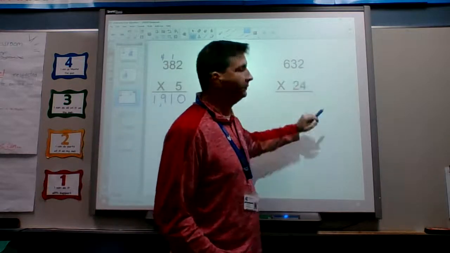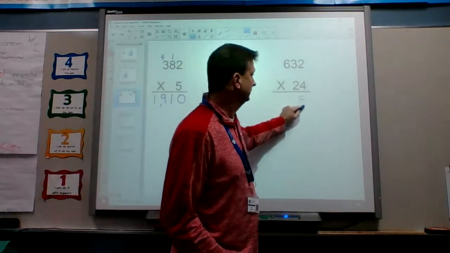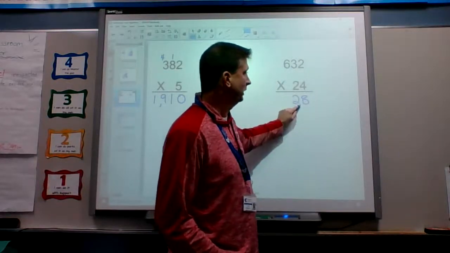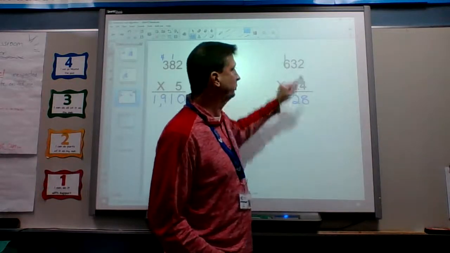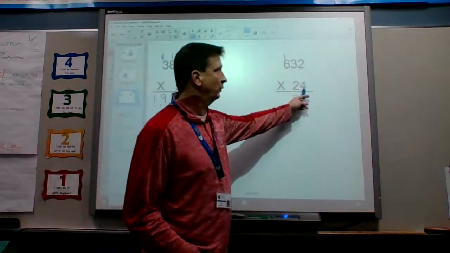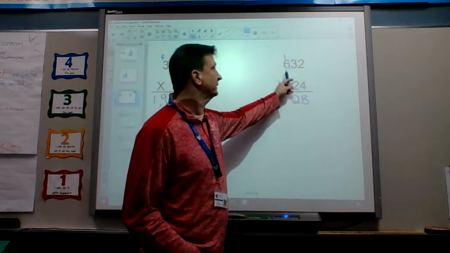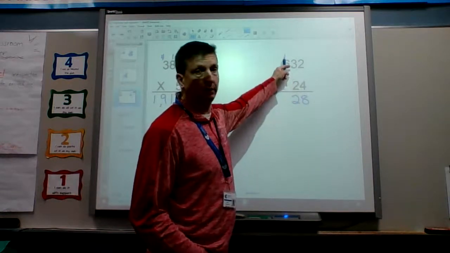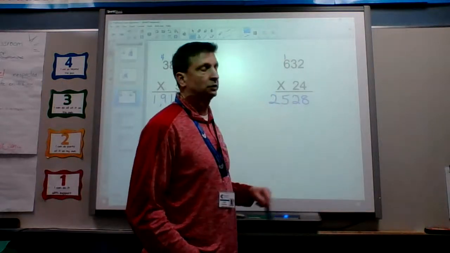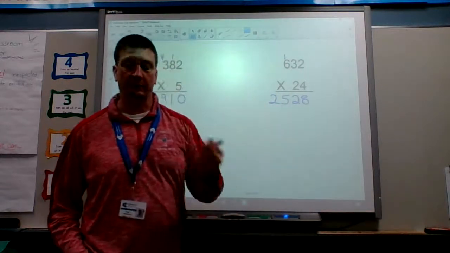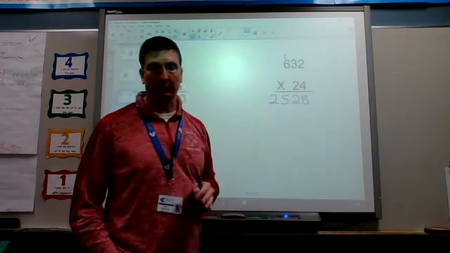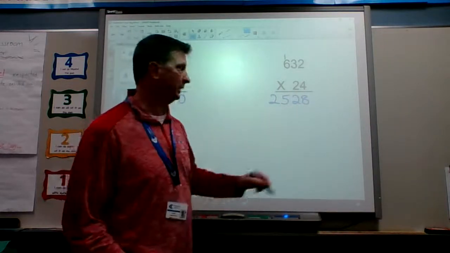So if I take 4 times 2, I get 8. 4 times 3 is 12. I'm going to bring my 1 and put it on top of that hundreds digit. And now I'm going to take my ones digit, my 4 times my 6, which is 24, and one more makes 25. So now I've multiplied 4 times 632. And we added as we went across. So it's a little bit different than the area model.